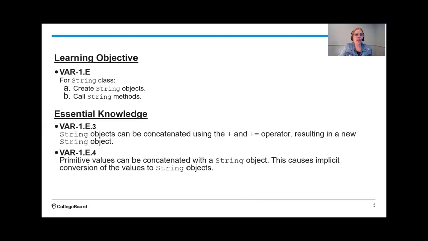Here are the learning objectives, same one as in the previous lesson. We're still working off of VAR-1.E about the String class and creating objects and calling string methods, but we're using two different essential knowledge statements this time. We're going to be thinking about using the plus and plus equal operator, and also how we can grab primitive values and include those in a concatenation with our string data.